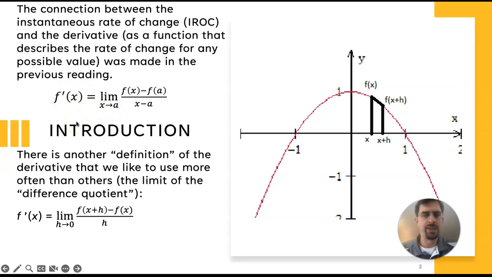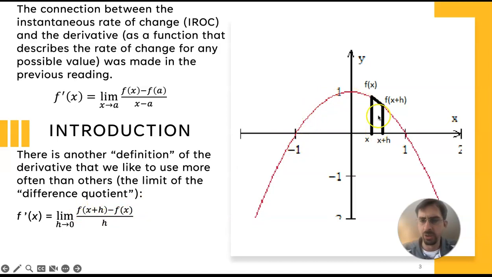Now, we can certainly use that definition to come up with all of our functions which represent derivatives. But there's going to be another definition of the derivative that we're going to use more often than others, what we'll call the limit of the difference quotient. And that is this limit right here. Limit as h goes to 0 of f of x plus h minus f of x all over h.